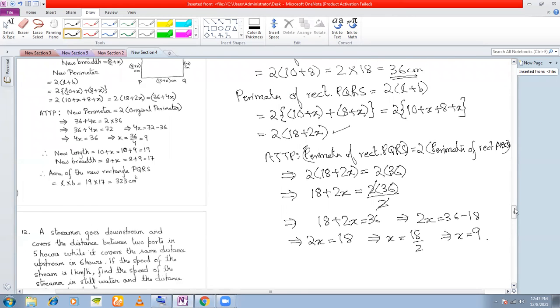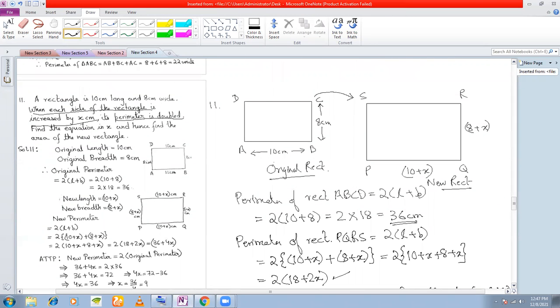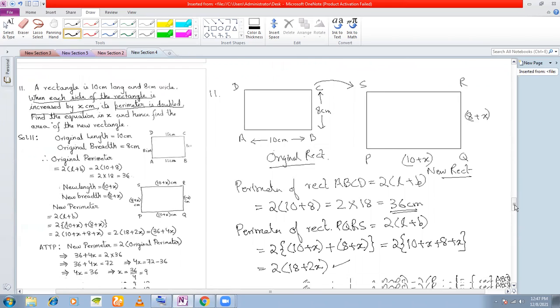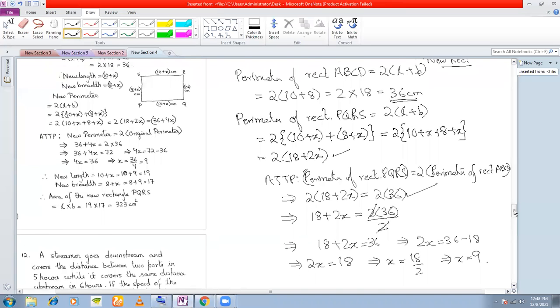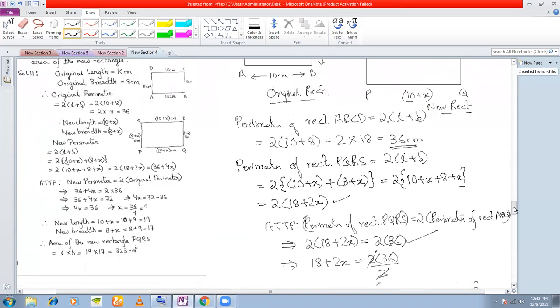So we've got the value of x. That answers the first part of the question, find an equation in x. Okay, this is the equation in x. And what was the next question? Find the area of the new rectangle.